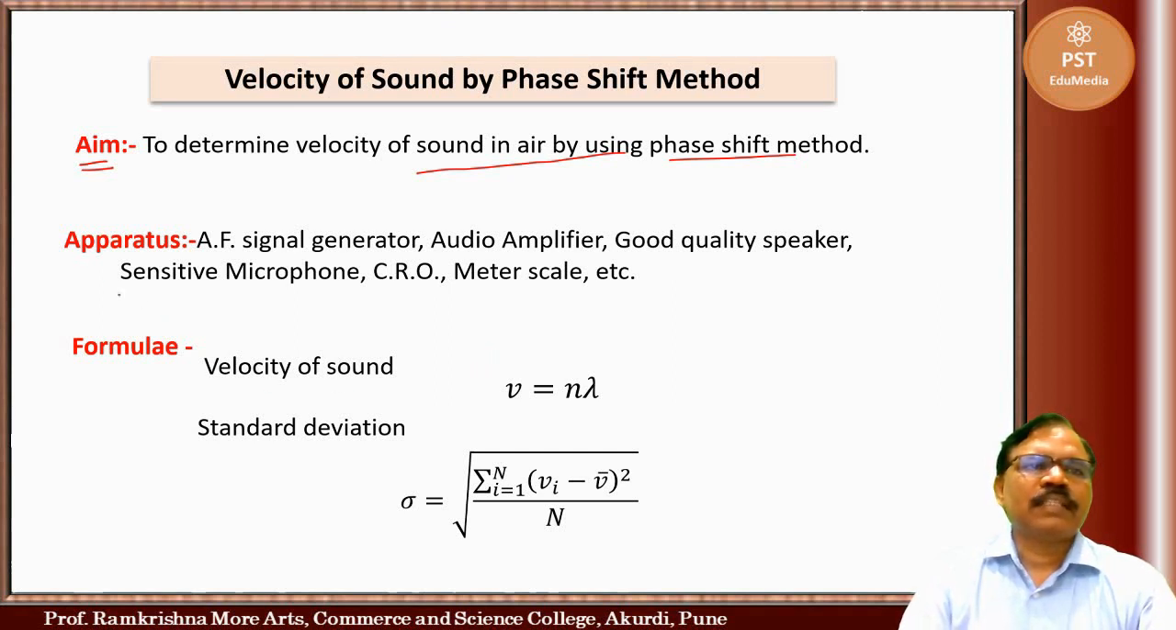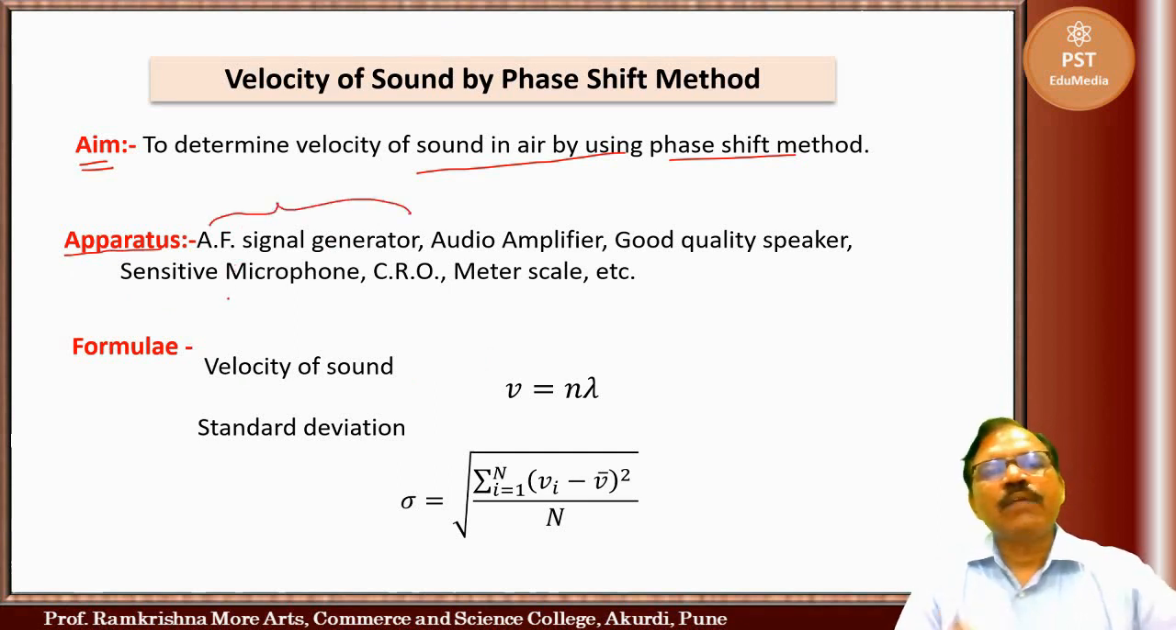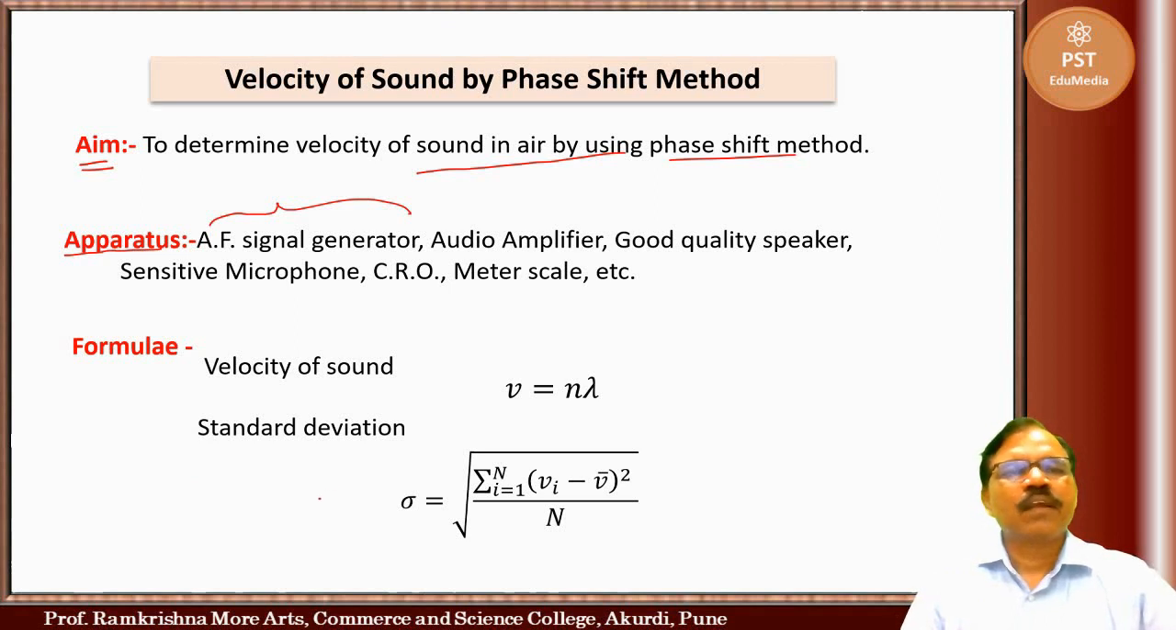Now the apparatus required here: AF signal generator, audio amplifier, good quality speaker, sensitive microphone, CRO, meter scale, etc. Now the formula we are going to use here: velocity of sound V is equal to N into lambda, where N is frequency and lambda is wavelength.